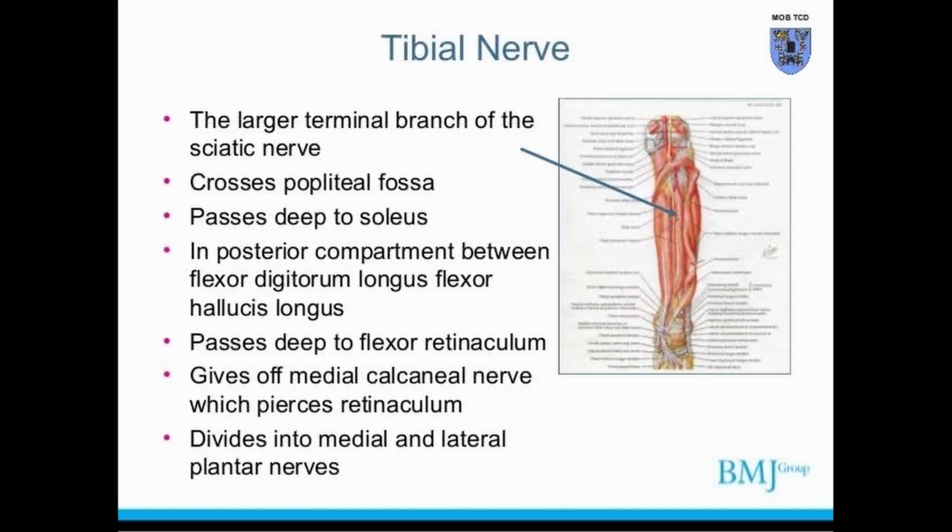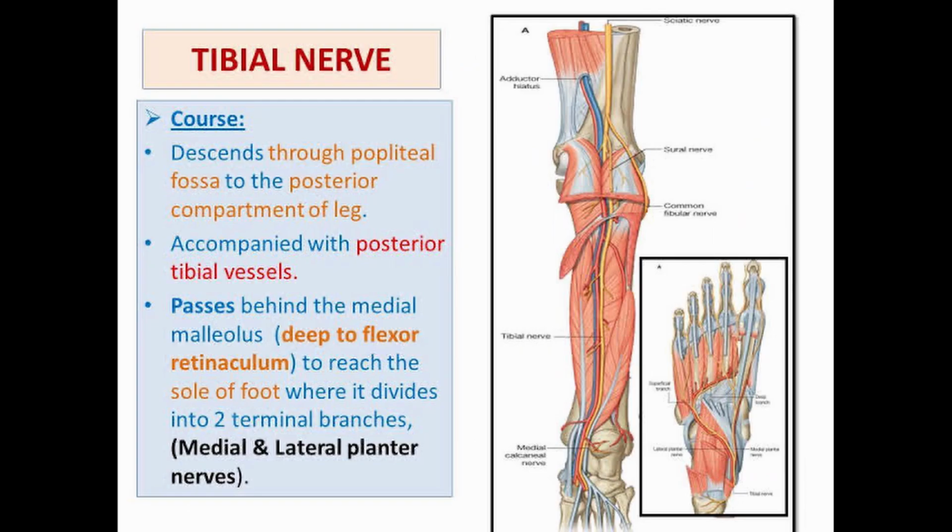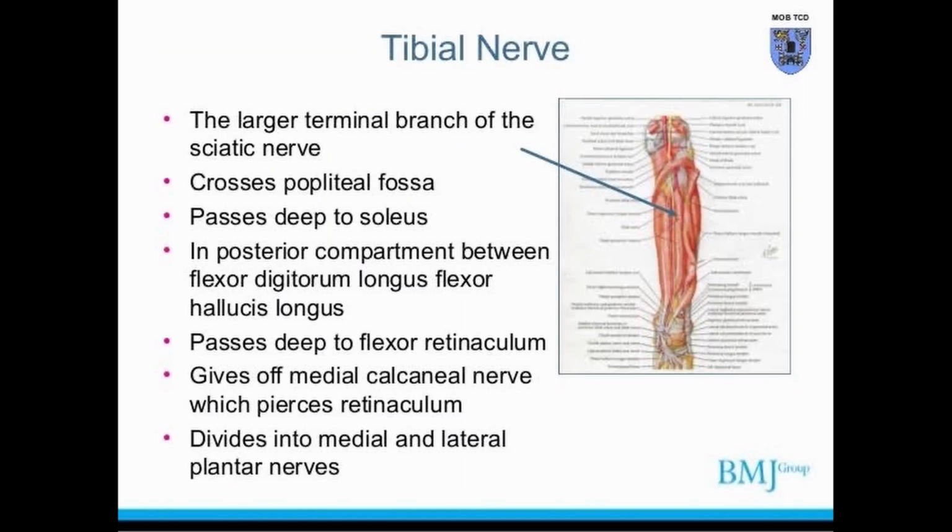Next, we discuss the course of the tibial nerve. It is the largest terminal branch of the sciatic nerve that crosses the popliteal fossa and passes deep to the soleus muscle. As you can see on the diagram, it goes deep to the soleus muscle in the posterior compartment, between the flexor digitorum longus and the flexor hallucis longus, and then passes deep to the flexor retinaculum and gives off the medial calcaneal nerve, which pierces the retinaculum, and then it divides into the medial and lateral plantar nerves. So firstly the sciatic nerve terminates into the tibial nerve and the common peroneal nerve, and then the tibial nerve divides into the medial and lateral plantar nerves.